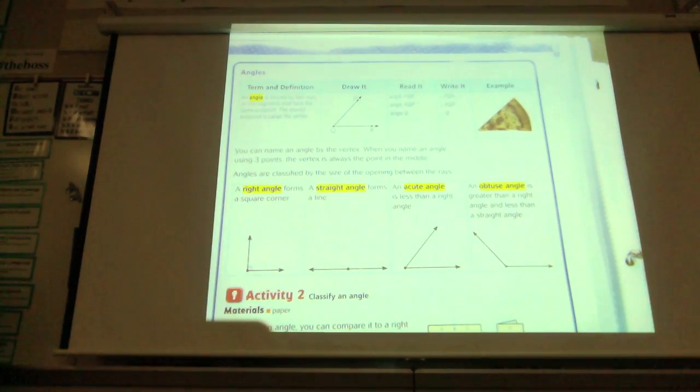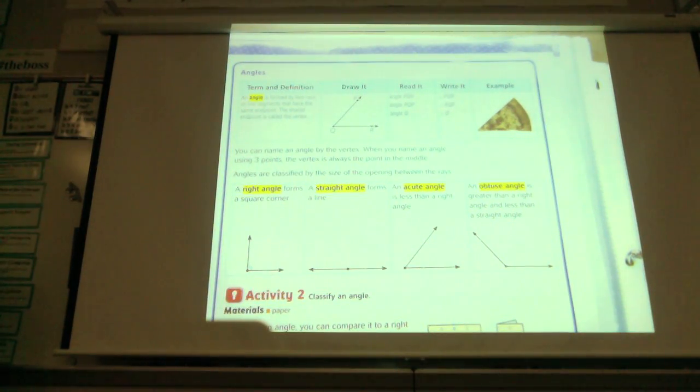An angle is formed when two rays, we just learned about what rays are, when two rays are line segments that have the same endpoints. It's when they connect. I missed the word by. The shared endpoint is called the vertex.